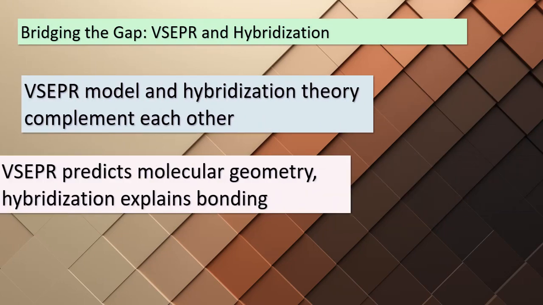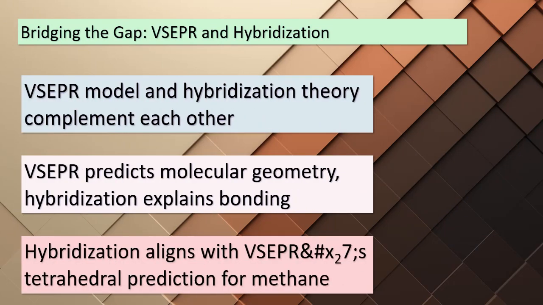Brilliant work, students! We've successfully bridged the gap between the VSEPR model and atomic orbitals. The VSEPR model predicts molecular geometry, while hybridization theory explains the underlying bonding. In the case of methane, hybridization aligns perfectly with the VSEPR predicted tetrahedral arrangement. This synergy extends beyond methane to various molecular geometries and compounds. As we continue exploring the wonders of chemistry, remember that these theories and concepts build the foundation for our understanding of the intricate world of molecules and their shapes.